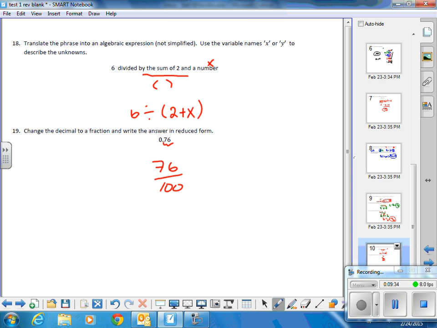Now, I got to figure out what goes into both of these. So what I can do is start dividing by stuff I know. They're both even, so I can try 2. Really, it's 4. Okay, 4 goes into both of them. So I'm going to divide them both by 4. 76 divided by 4 ends up giving me 19. 100 divided by 4 ends up giving me 25. Can't reduce it any further than that.